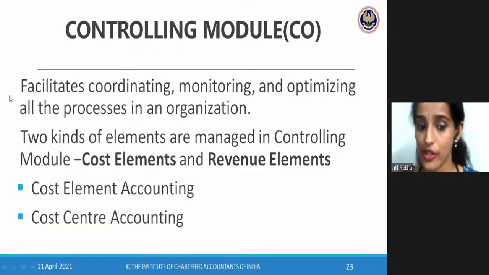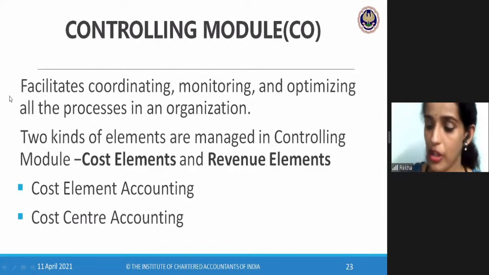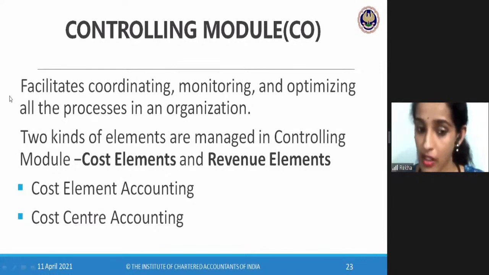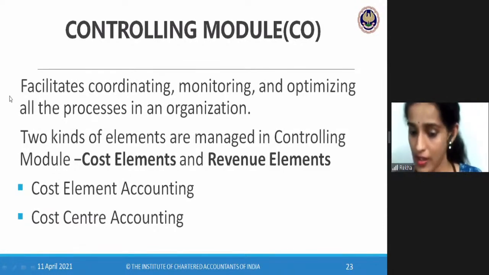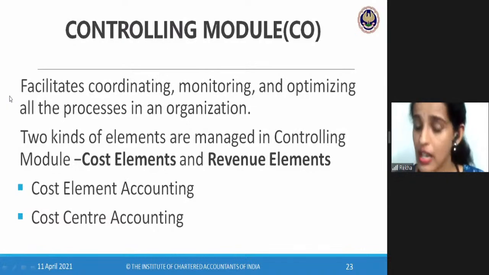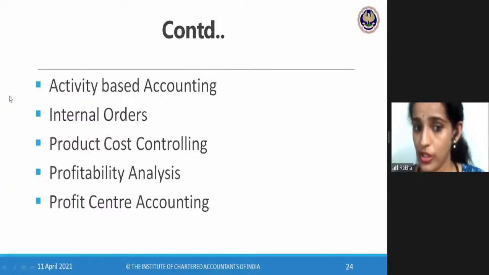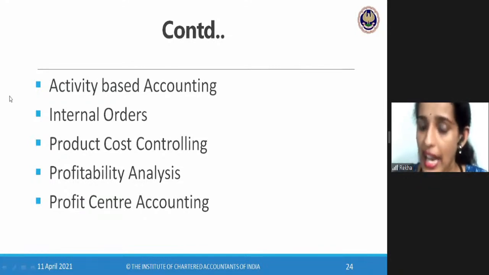Now, this constitutes your cost element accounting. Element by element, account. For a cost center, all the cost elements which can be grouped under one cost center will be put under one head. So your controlling module basically deals with cost element and cost center accounting with respect to cost. With respect to your revenue, you have profitability, profit center accounting, etc. Now, activity based cost. What is meant by activity based cost? Activity based accounting.